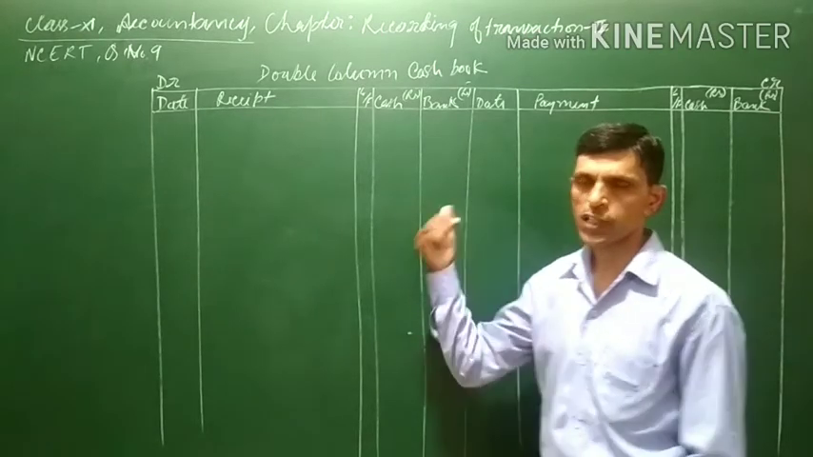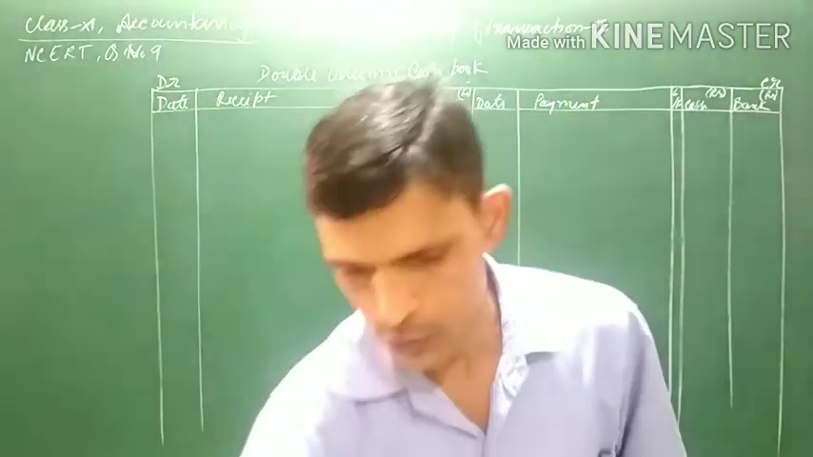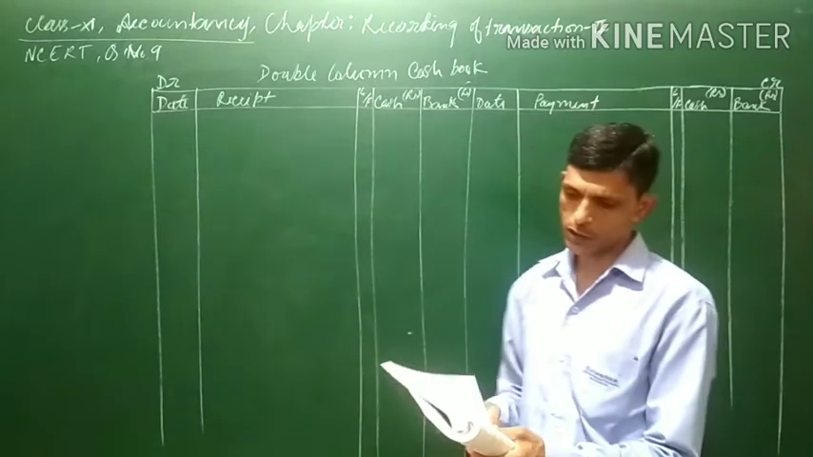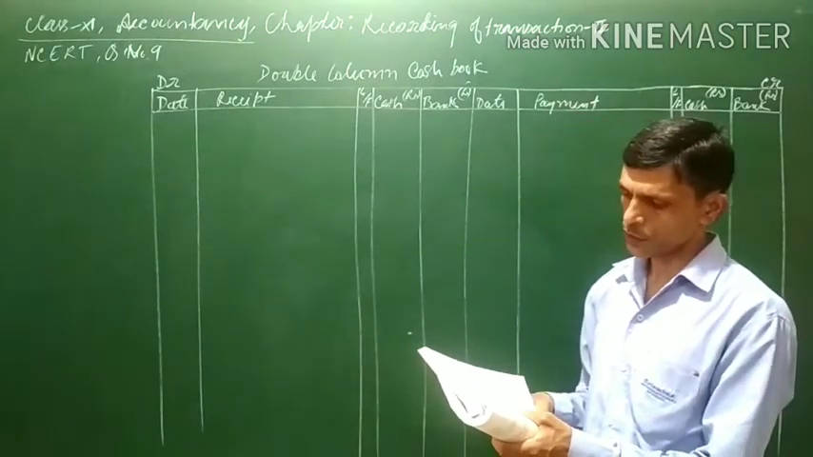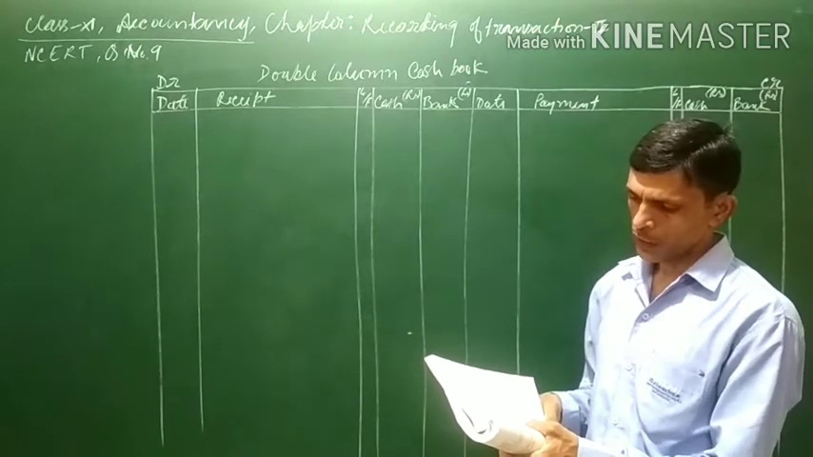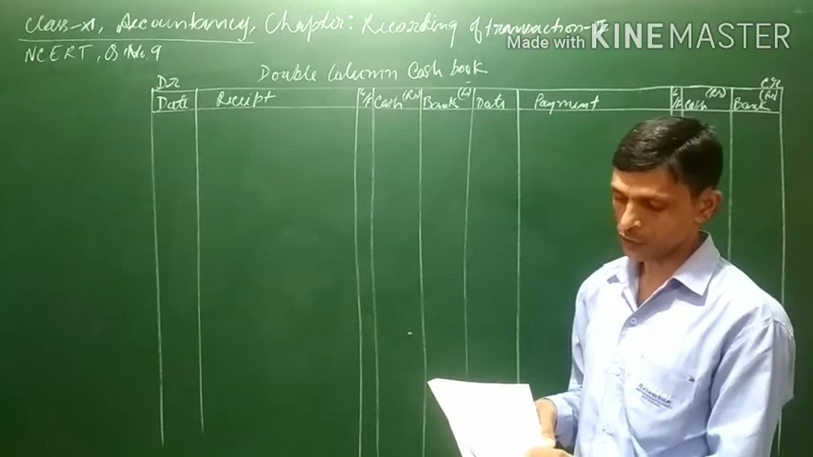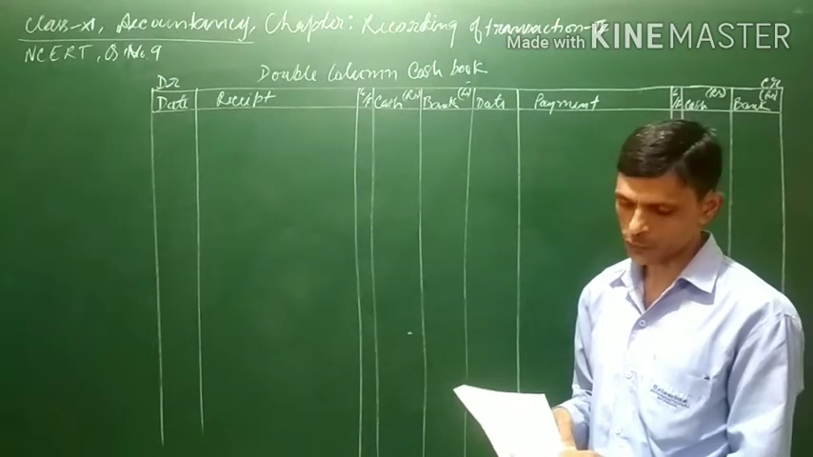and the format of the cash flow is already drawn here. I will be solving the question, and you have to go through the NCERT book and see how the question will be solved. First of all, the double column cash flow is to be prepared, and the year is mentioned here, August 2017. That is, for the month of August 2017 we have to prepare this cash flow.